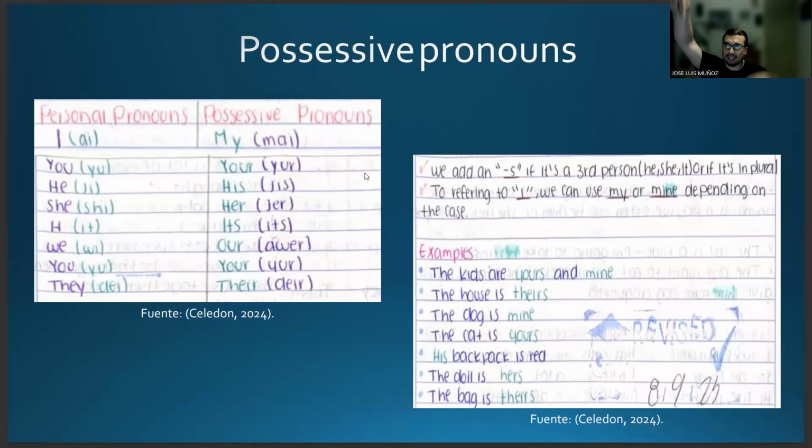Down here, we have examples. The kids are yours and mine. The house is theirs. The dog is mine. The cat is yours. His backpack is red. The doll is hers, and the bag is theirs.